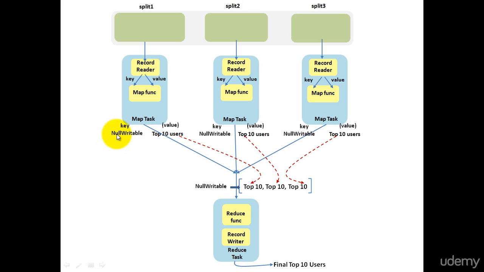So each map task will emit NullWritable as the key and top 10 user records as the value. In the reducer, all the records that have the same key will be grouped together. Clearly, all the top 10 records emitted by all the map tasks will have the same key, that is NullWritable. So all the top 10 records from all the map tasks are grouped together and given to the reduce function. Now the reduce function will compute the final top 10 user records from all these records.